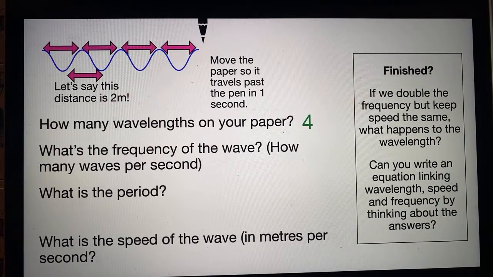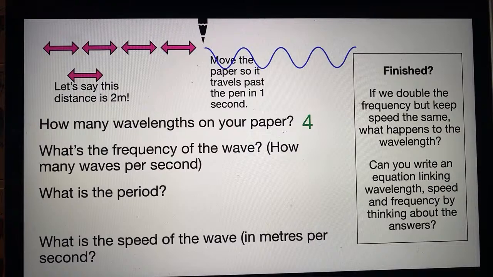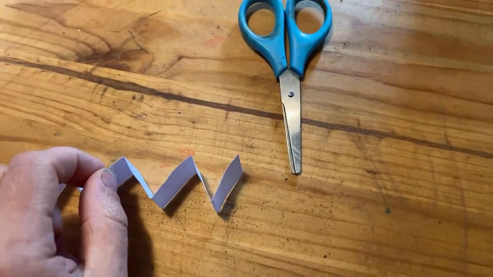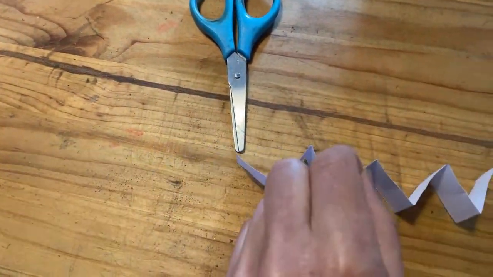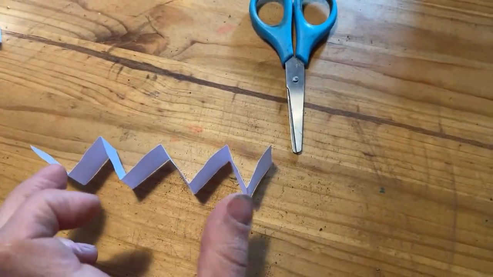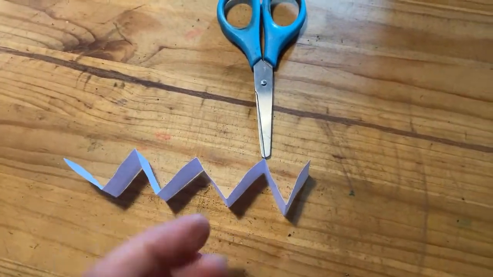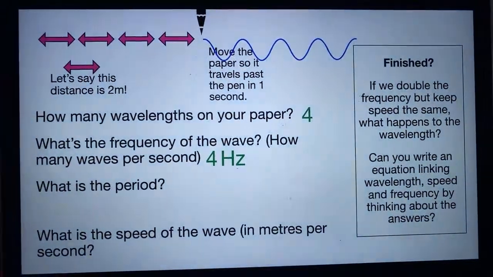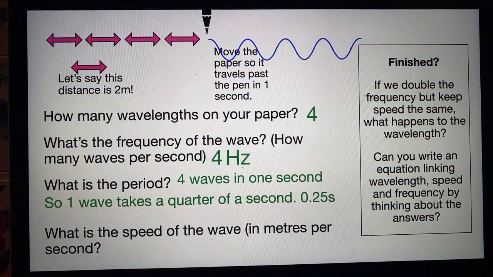What's the frequency of the wave? How many waves per second? Well, it's 4. If you're moving that past that point in 1 second, you've got 4 waves passing a certain point per second. So it is 4. And this time your unit is hertz, which means per second, right? What is the period? Period is how long it takes a wave to complete 1 full cycle. So if you've got 4 waves going past a point in 1 second, you would just need to divide 1 second by 4, right? So 1 wave must be passing that point in a quarter of a second. And that is the answer. 4 waves in 1 second, so 1 wave takes a quarter of a second, so it's 0.25 seconds.